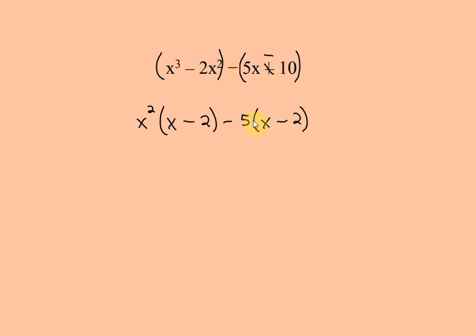And like I said, if these things in your groups are not the same, that means you did something wrong. So if you notice that your signs are different, then think about whether or not you should have changed the sign when you put up the parentheses. So again, we look to see what they have in common, and it's the x minus 2. And we factor that out. And then we write what's left, which is x squared minus 5.